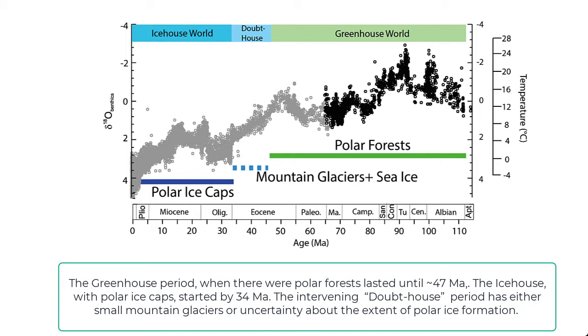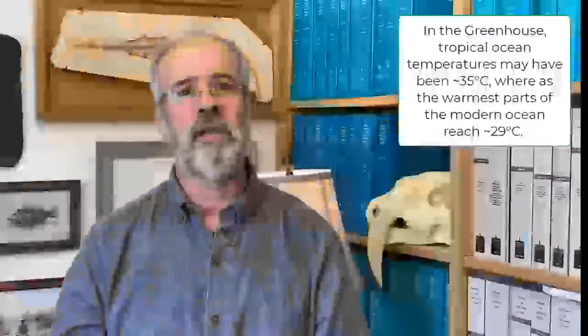The Doubthouse is a period when we still have debate about the size or existence of polar ice masses, or they're not established everywhere. The greenhouse world was hot and sultry and supported much different ecosystems than today. Oxygen isotopes and other temperature proxies suggest that tropical surface oceans may have been routinely about 35 degrees centigrade. In contrast, the warmest places in the oceans today are about 29 degrees centigrade, so quite a temperature difference.